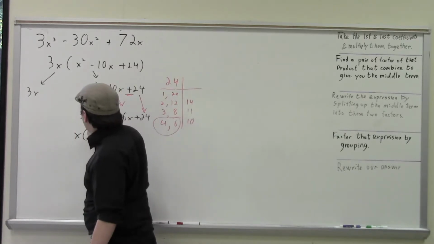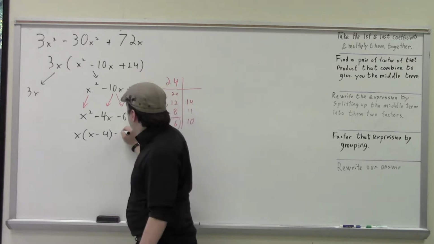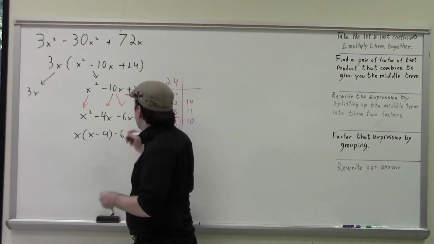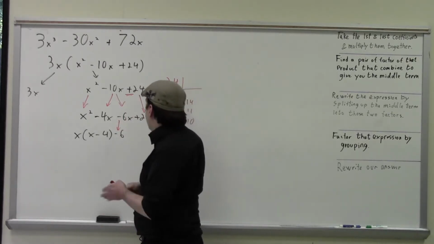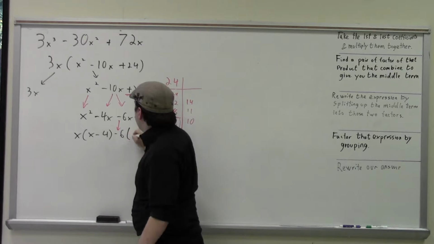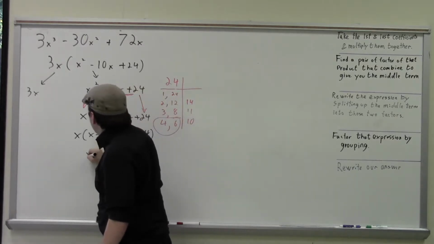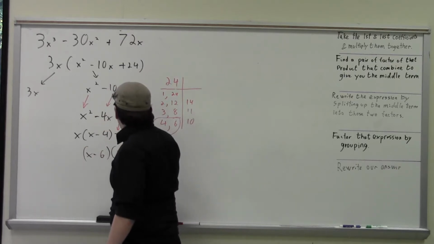So I factor out an x here. And factor out a negative 6 here. Remember, that guy needs to come down. That's going to leave us with x minus 4. So this is going to factor into x minus 6 times x minus 4.